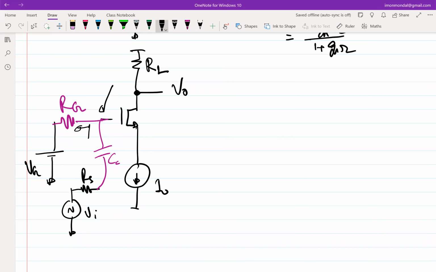Now the real question is whether, if I connect it like this and take the final output from V naught, this will work. Will this circuit behave incrementally?